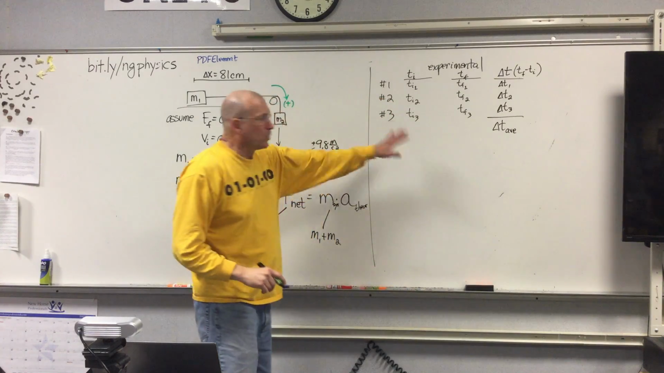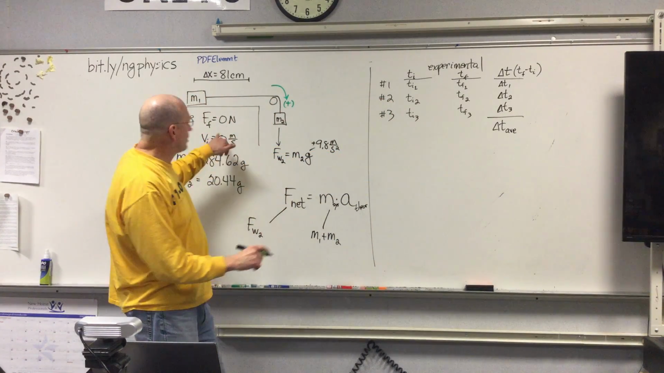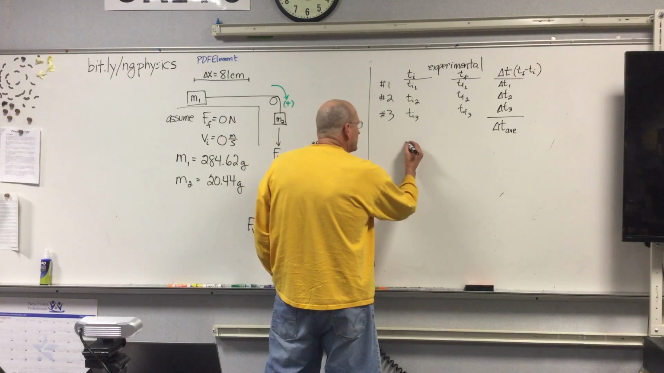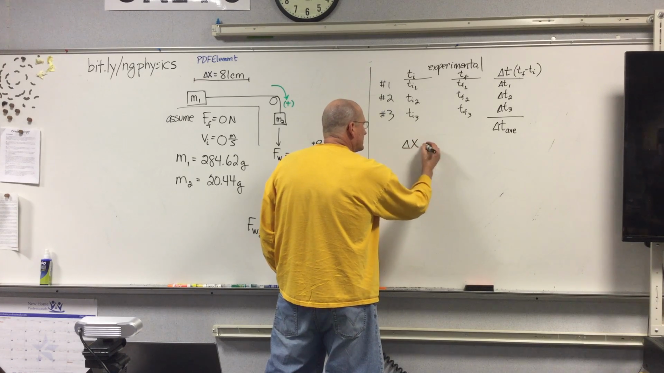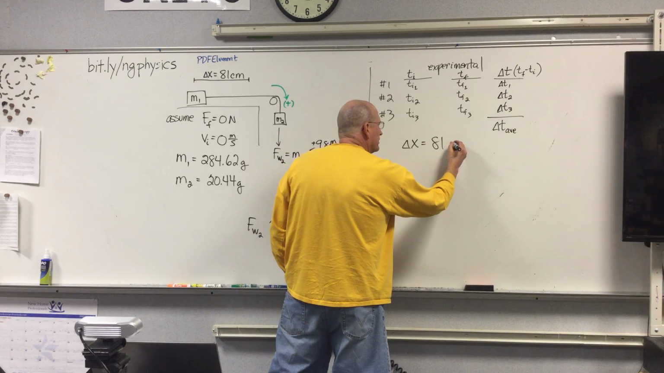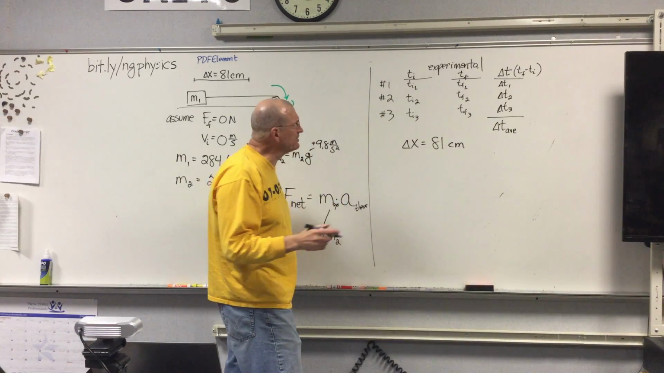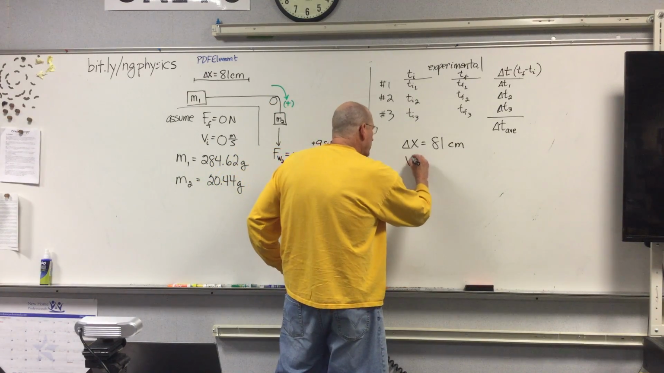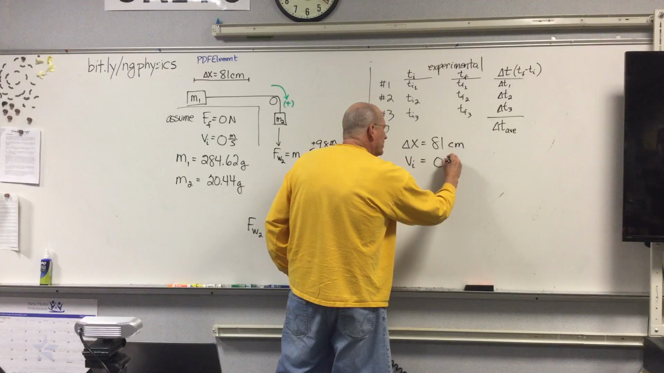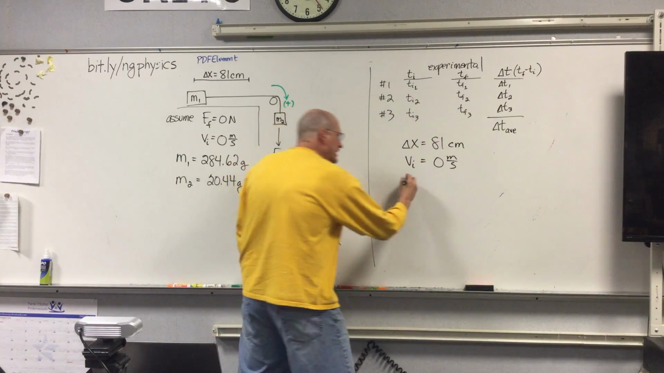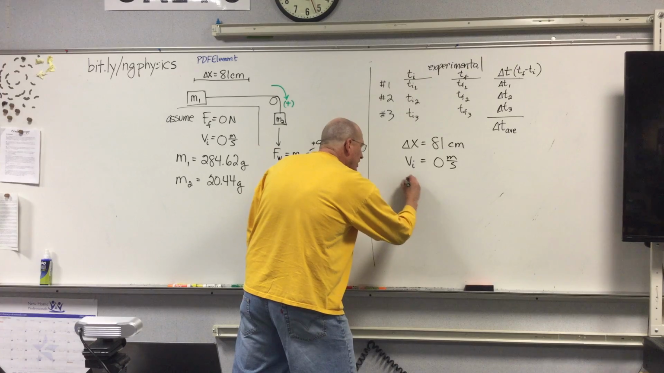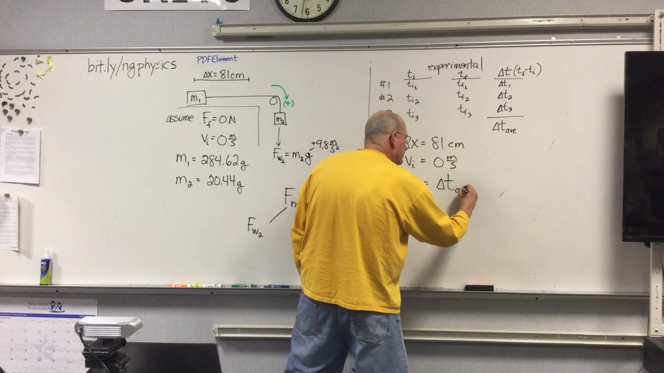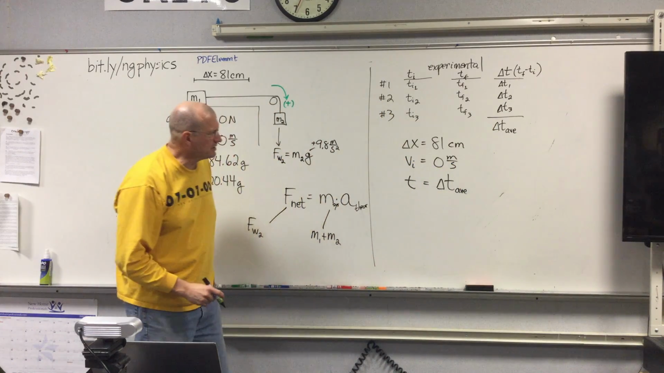Now, once we have that number, we are going to use one of our values that we used on the theoretical side, because we know the delta x is 81 centimeters. And just like we assumed that I was careful in releasing this, we are going to assume that our VI was 0 meters per second, and then we have our t, which would be our delta t average value that would have come from our data collection.